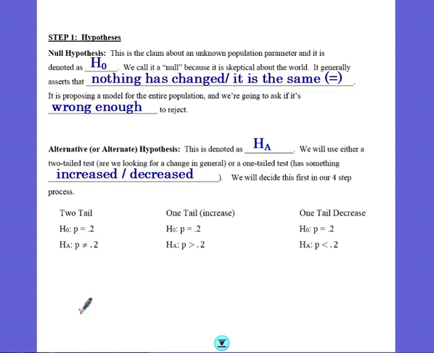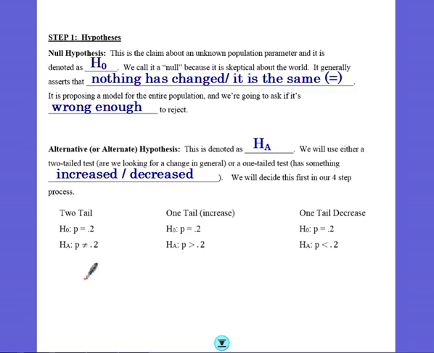Notice here I'm using p, not p hat. The idea of the hypothesis test is that we're making a generalization about the whole population, so we're going to use p for our hypotheses. If I was trying to do a one-tailed test showing something was increasing, my null would still be p equals 20%. If I was trying to prove that more students liked pizza than 20%, I could say p is greater than 20%. And then a one-tailed decrease test basically would just say p is less than 20%.